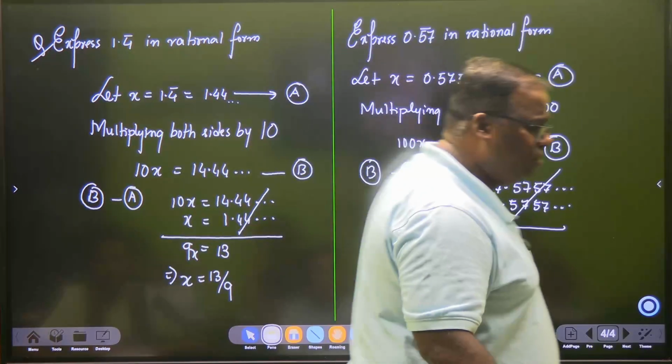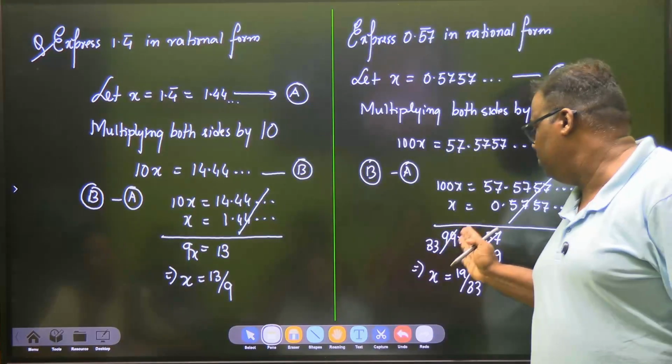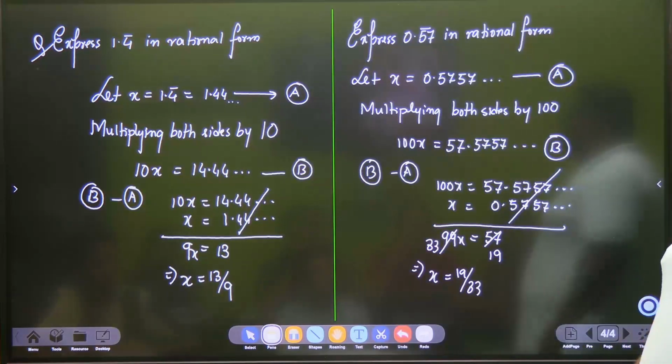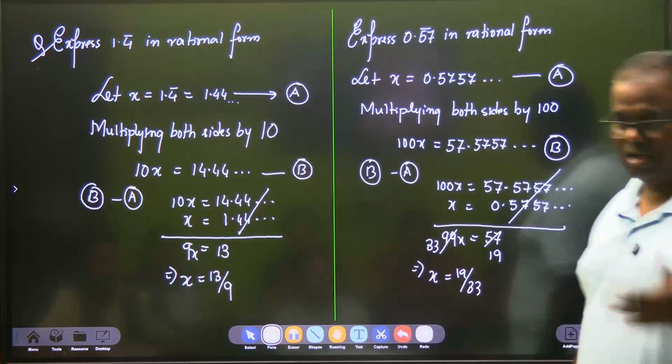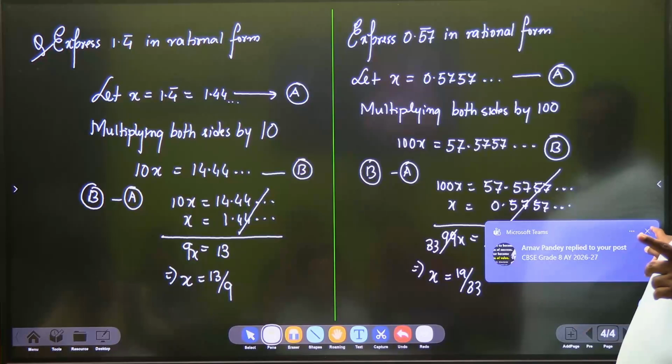Nobody will take your marks if you even write the previous step, that is 57 by 99. Because here we are not testing you for reducing. If I am a teacher, I will not deduct. I am testing whether the child is able to do the method.